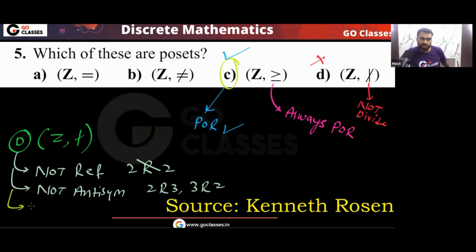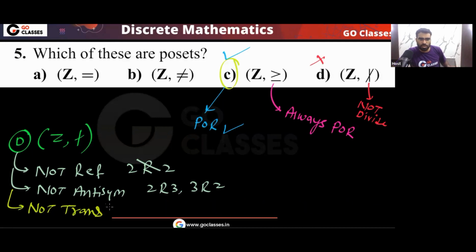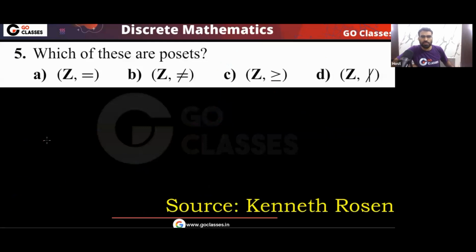And what about transitive? This is not transitive also. Why? You can see 2 is related to 3, 3 is related to 2, but 2 is not related to 2. Yes or no? Very simple. Please tell me, is this point clear? So in this question, which of the following are POSET? This is a POSET, this is a POSET. The answer will be options A, C. Okay, let's move on now.